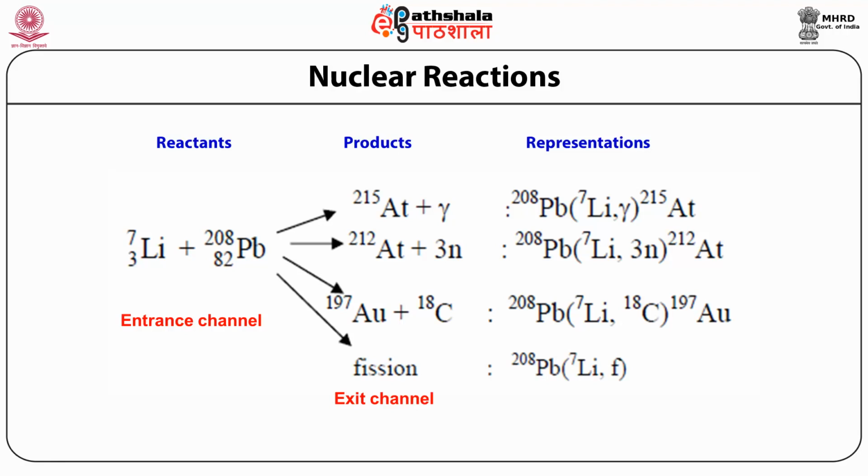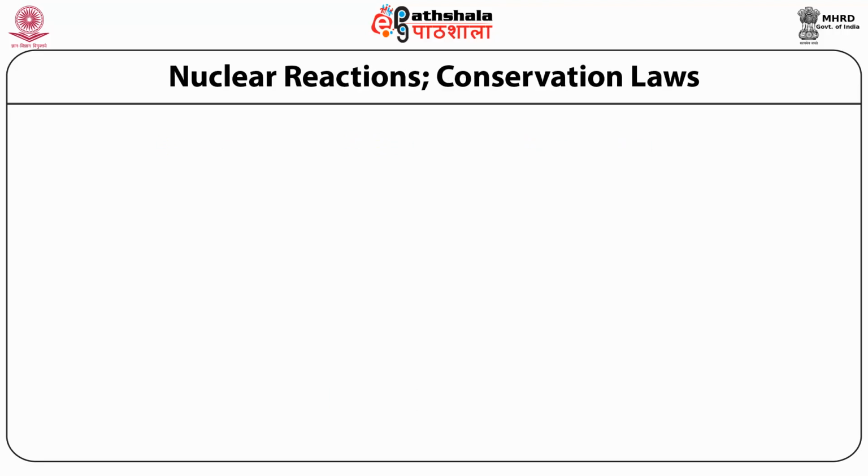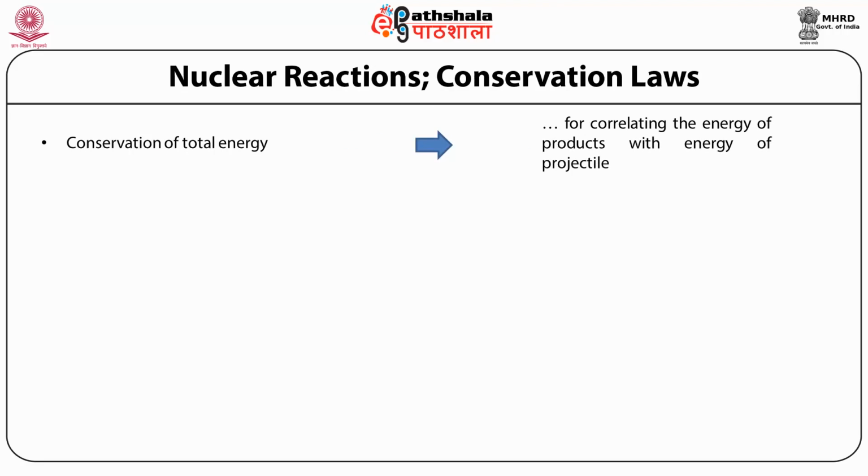In the second possibility, we can represent it as 208 lead bracket 7 lithium comma 3n 212 astatine. In the third possibility, we have 208 lead 7 lithium comma 18 carbon bracket close 197 gold. And the last possibility, where fission is happening as the exit channel, we can represent compactly as 208 lead bracket 7 lithium comma fission.